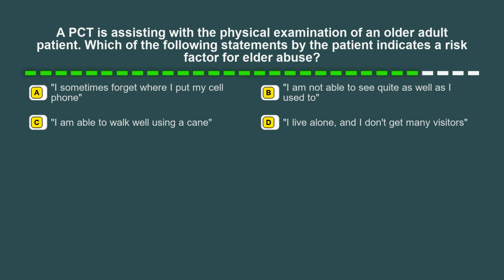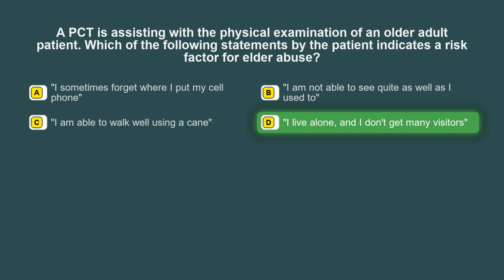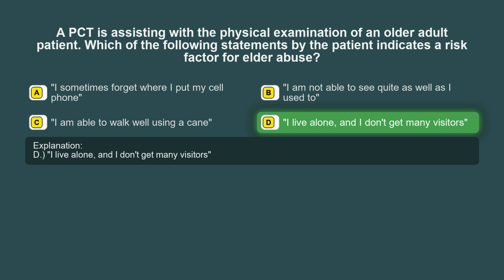Question 74. A PCT is assisting with the physical examination of an older adult patient. Which of the following statements by the patient indicates a risk factor for elder abuse? Option A, I sometimes forget where I put my cell phone. Option B, I am not able to see quite as well as I used to. Option C, I am able to walk well using a cane. Option D, I live alone, and I don't get many visitors. The correct answer is option D, I live alone, and I don't get many visitors.